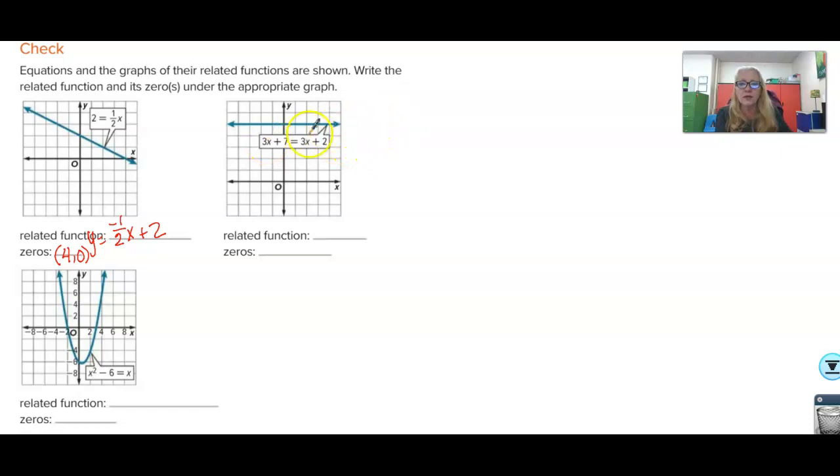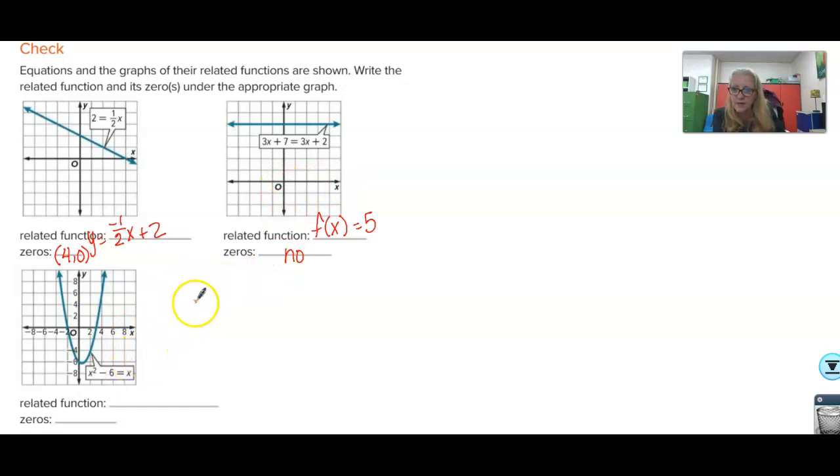This is a horizontal line. If you subtract 3x from both sides, that drops off. If you subtract 2 from both sides, you get 5. So this is going to be f of x equals 5. All right, and there are no zeros because it does not intersect x.